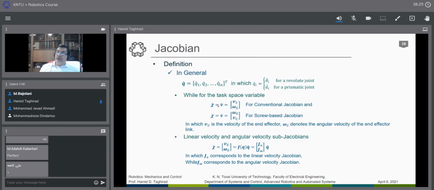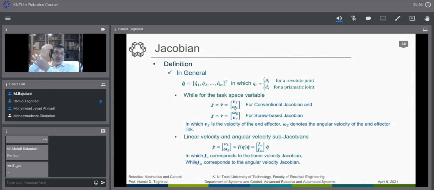It is composed of the linear velocity of the end effector and the angular velocity of the end effector. In most cases, the end effector, the point at the end of the robot, is of interest. But sometimes, as we discussed in forward kinematics, we consider the wrist also as an important point, not only the end effector point, the last point.